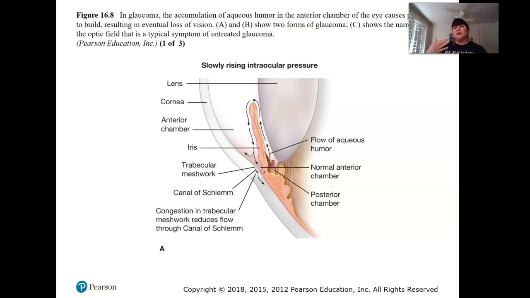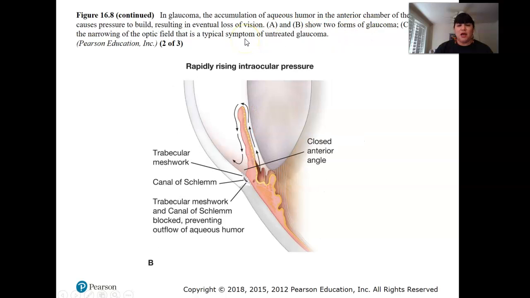And that's why going to the optometrist or the ophthalmologist is really important, because they're going to look at the pressure, the fluid in the eyeball. So glaucoma is accumulation of aqueous humor in the anterior chamber of the eye, causing pressure to build, resulting eventually in loss of vision. It shows two forms of glaucoma. Okay, so they show that.